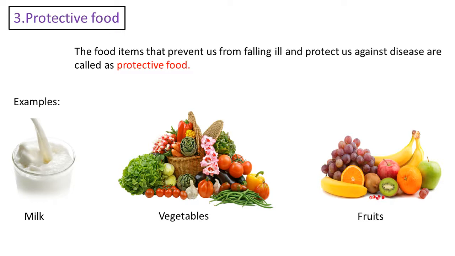The food items that prevent us from falling ill and protect us against disease are called protective food. These are very important food items, and very useful to boost our immunity system so that we can fight against any virus or any disease. So we must include these vegetables and fruits in our diet. So what is protective food? The food items that prevent us from falling ill and protect us against diseases are called protective food.